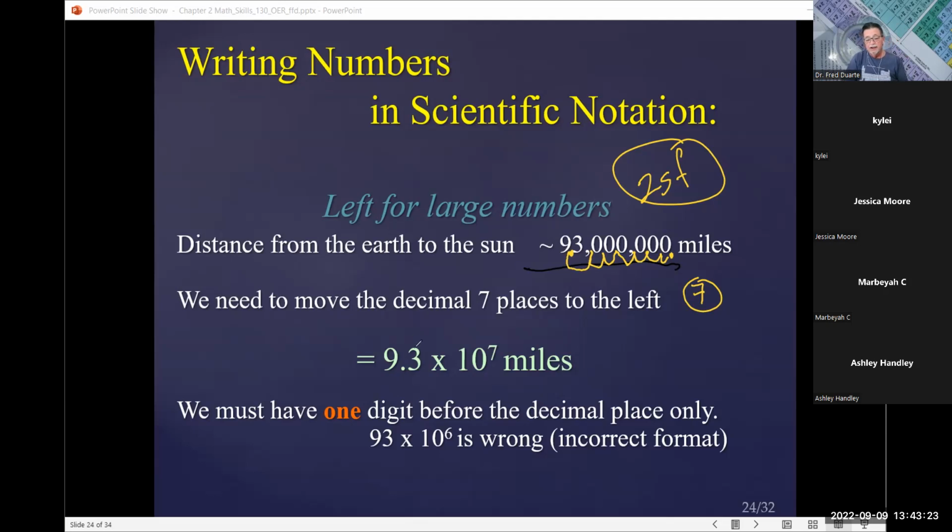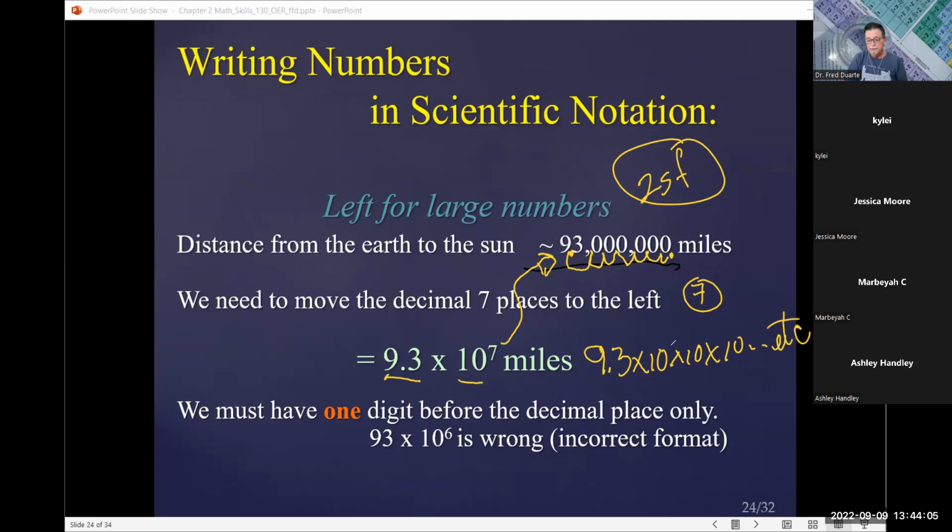So that is the last integer in this number, and getting to that position took 7 decimal placement movements. So we write that as 9.3, which has 2 sig figs, times 10 to some exponent, which corresponds to the number of decimal places that you counted. Here it is 7. So it's 9.3 times 10 to the 7th power, which is another way to write 93 million. That's no different than saying 9.3 times 10 times 10 times 10, and so on. That's what this is telling you right here.